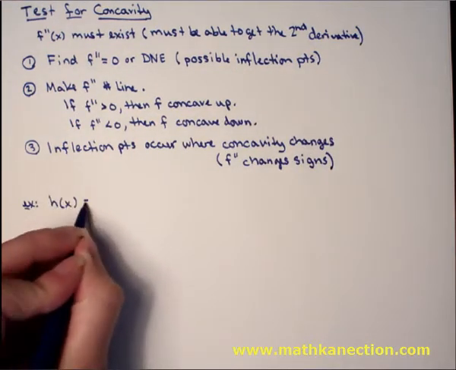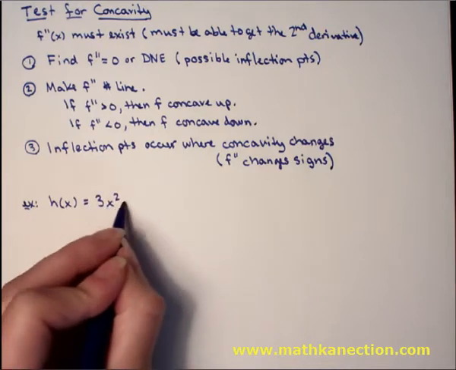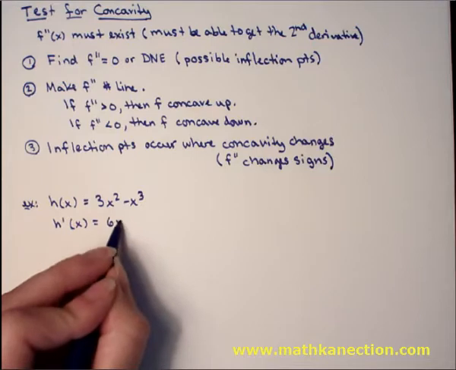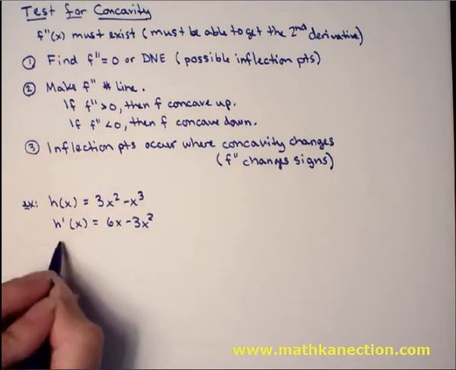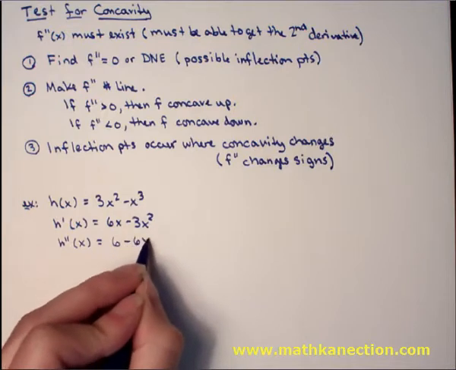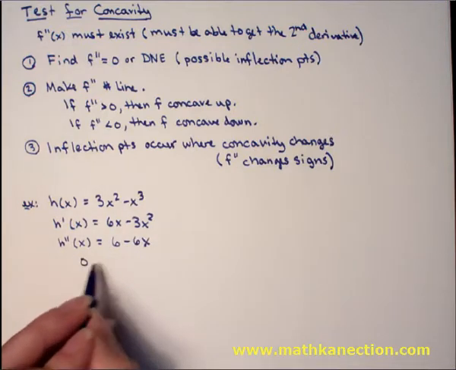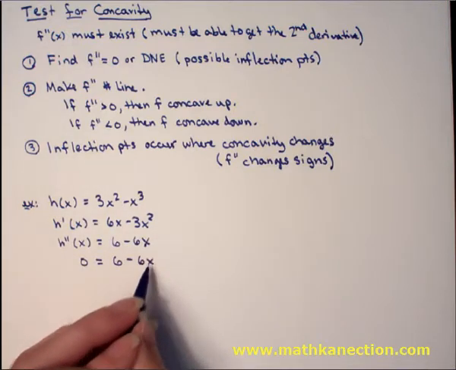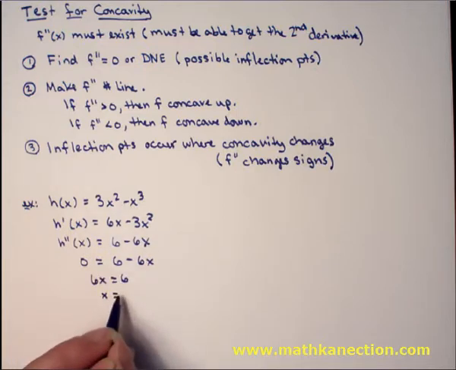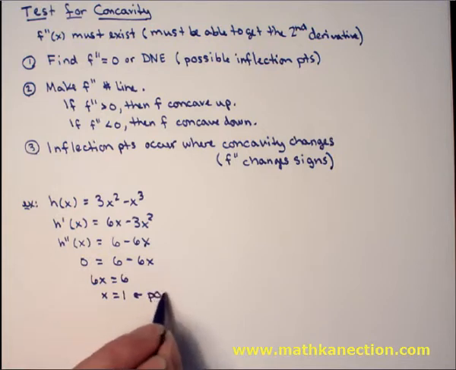So for the first example, we're going to look at h of x is equal to 3x squared minus x to the third. Taking the derivative, we get 6x minus 3x squared, and then the second derivative gets us 6 minus 6x. Take that second derivative, set it equal to 0 or does not exist. Since we have a polynomial, we don't have to worry about does not exist. So then we get the possible inflection point, x is equal to 1.